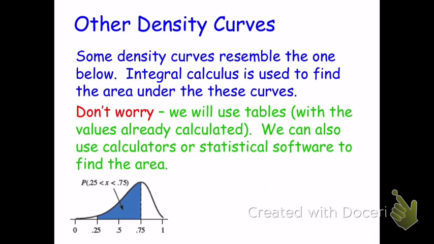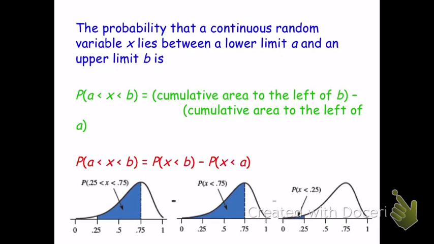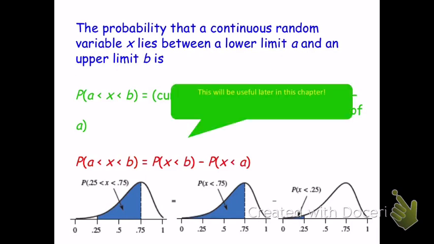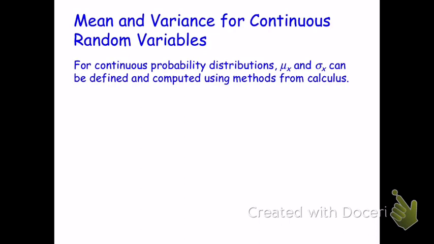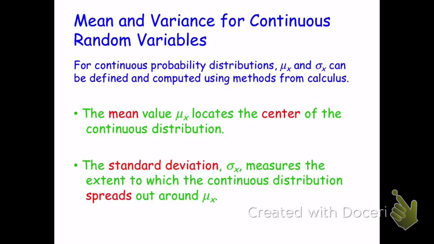Other density curves, we're not going to do any crazy calculus or anything like that. We won't be finding integrals. You might see something like that if you take a college stats course. But the only other type of density curve that we will look at will be a normal curve. I'm going to skip that. So the mean for a continuous distribution is always the center, and the standard deviation is the spread. That's kind of like review of stuff we've already talked about.